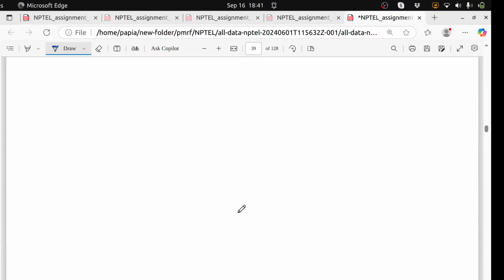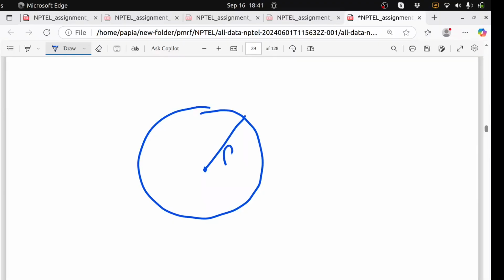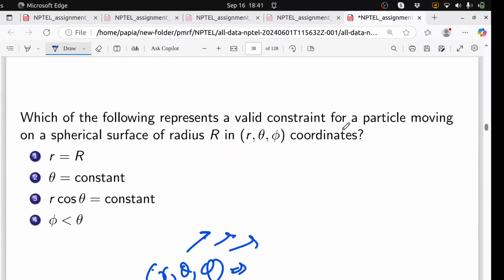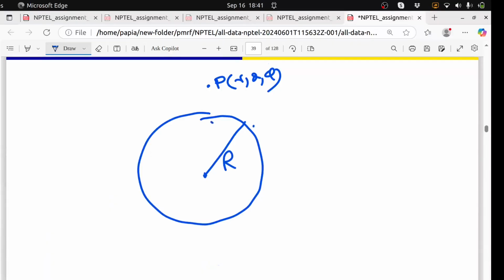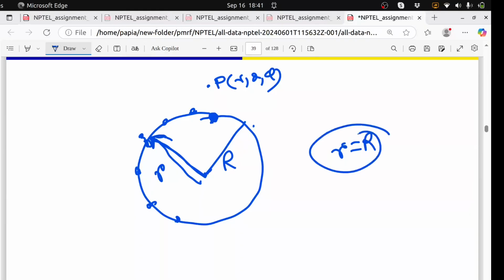Like let's say I am having a sphere with radius r, and let's say I am having a point which is r theta phi, but as they are telling that this will be a valid constraint for a particle on the spherical surface. On the spherical surface means the particle should be here, somewhere on the surface. So that means for each and every case our r, which is the distance of that particle from the origin, should be equal to r. That is the constraint equation.